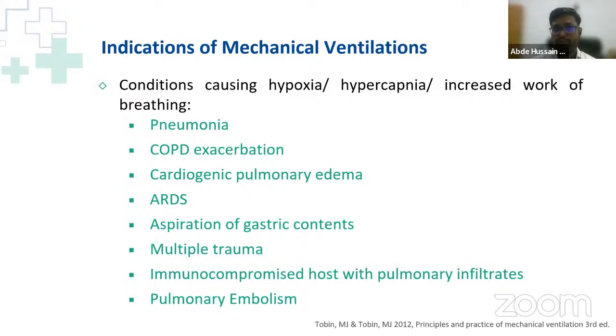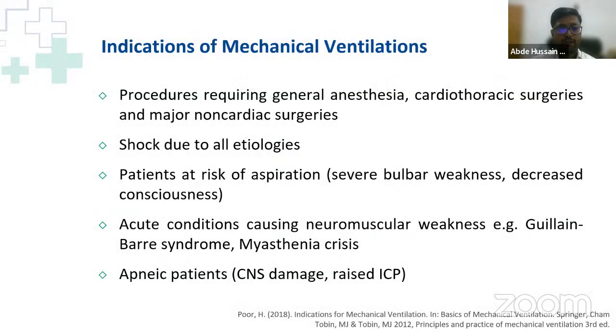So again, the lung mass is gone, so it is not able to oxygenate. So whatever oxygenation that we can supply with the help of mechanical ventilation, then pulmonary embolism. Other indications in which we require general anesthesia: cardiothoracic procedures and major non-cardiac surgeries. Shock due to all etiologies, patients at risk of aspiration, acute conditions such as neuromuscular weakness like Guillain-Barré and myasthenia crisis, and apneic patients, which occurs in CNS damage and raised ICP.